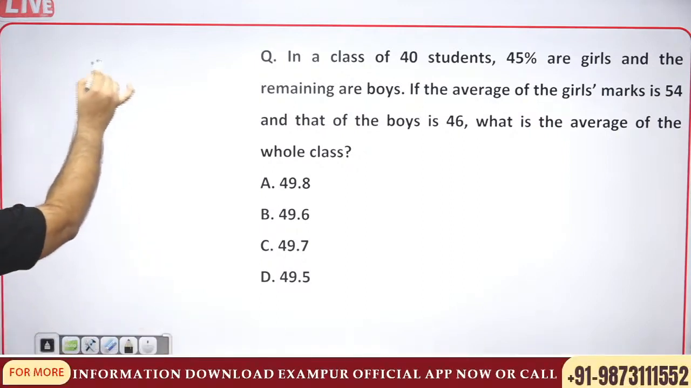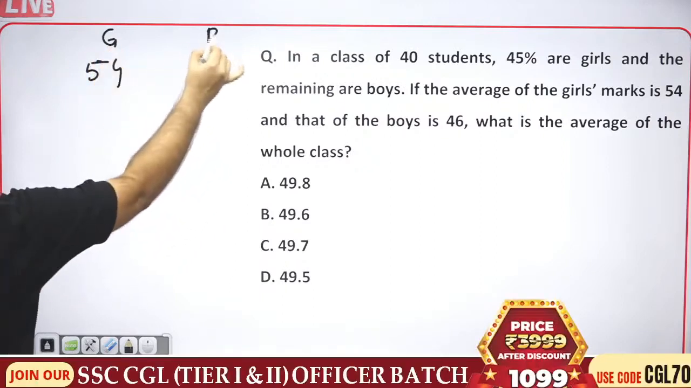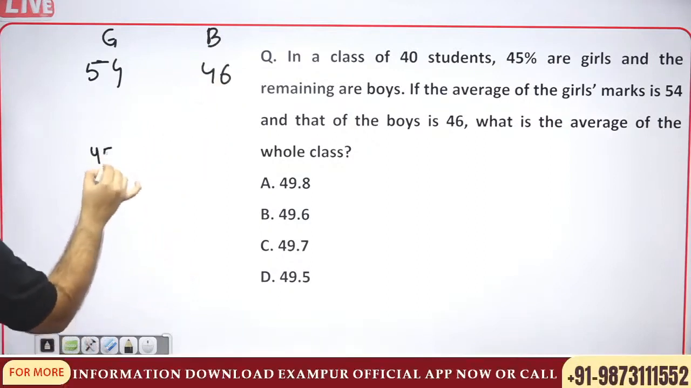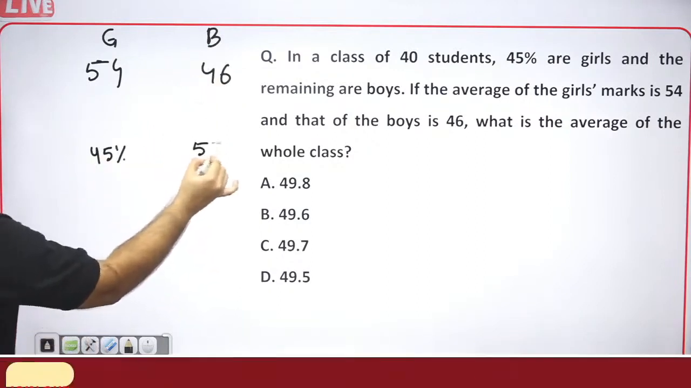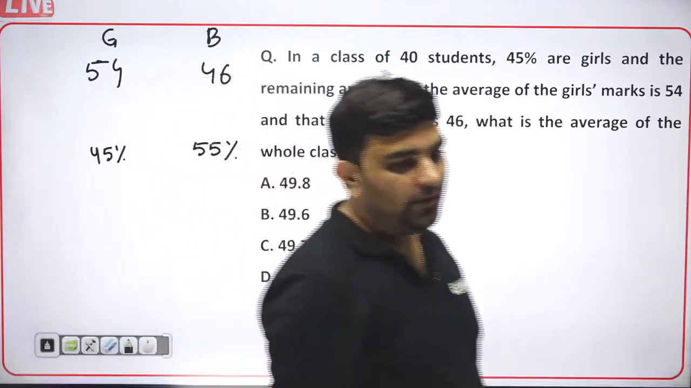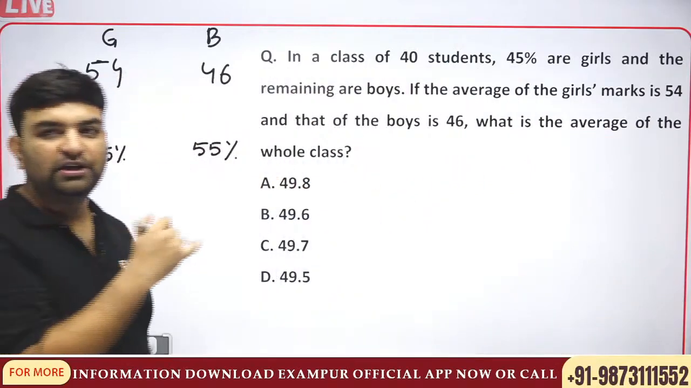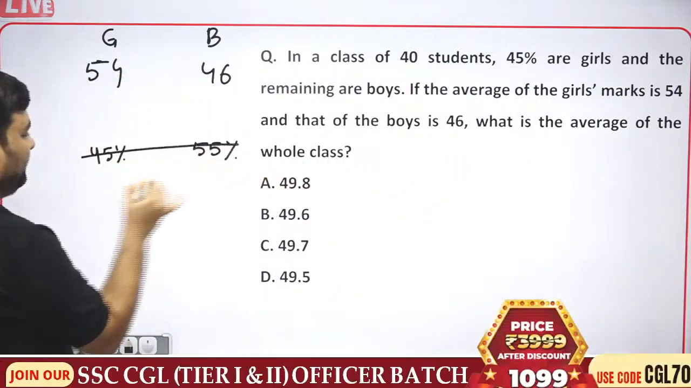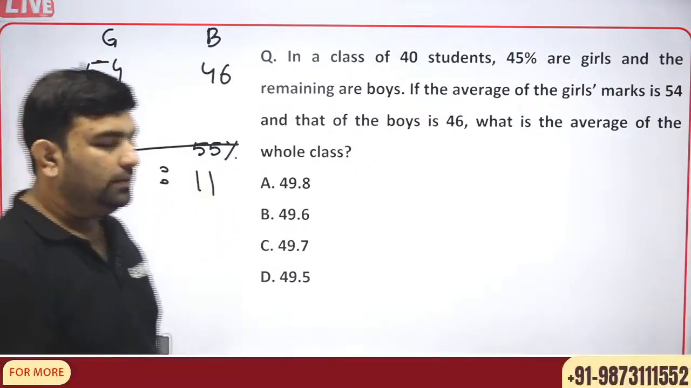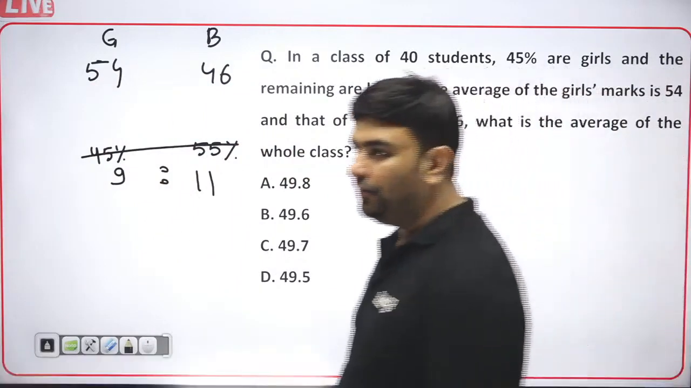Average of the girls is 54. Average of boys is 46. Girls are 45%, so boys are the remaining 55%. Only the ratio of the quantity is required, 9:11.